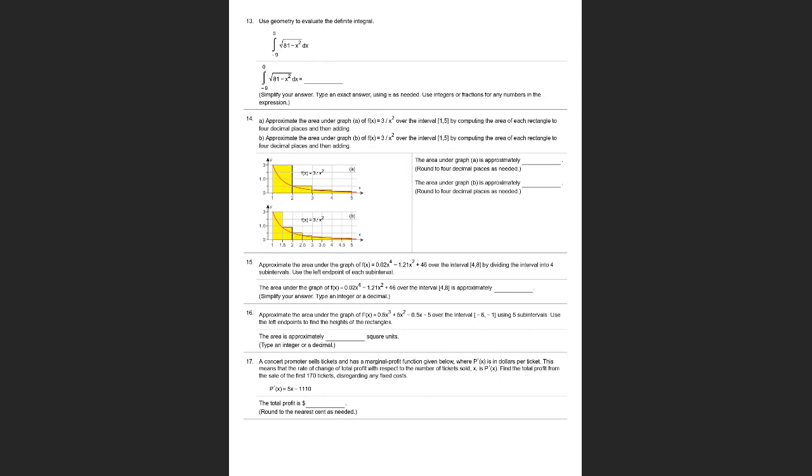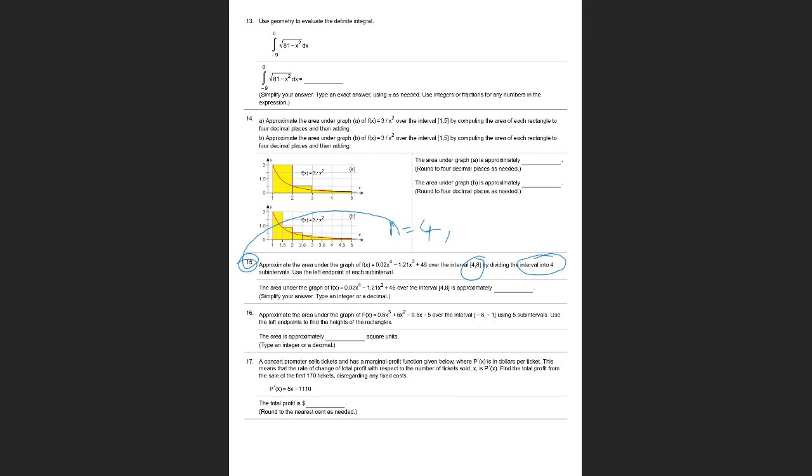given over the interval from 4 to 8 by dividing the interval into 4 subintervals. 4 subintervals means that n is equal to 4. And so delta x, I'm told to use this interval.